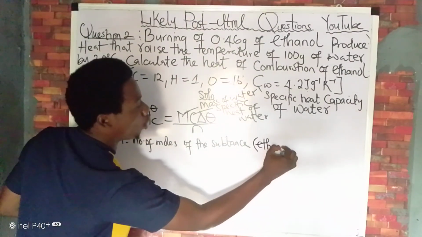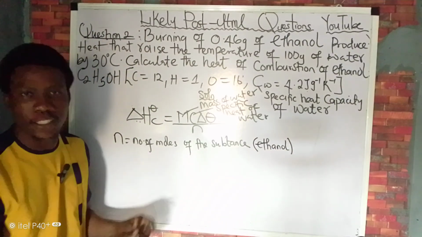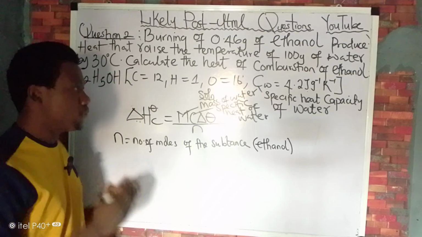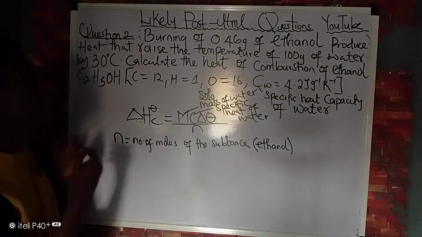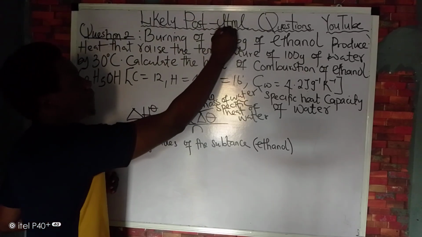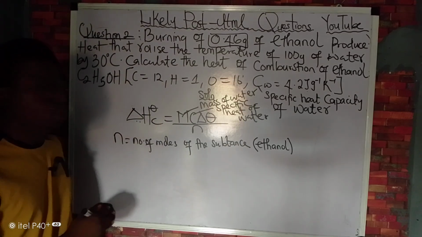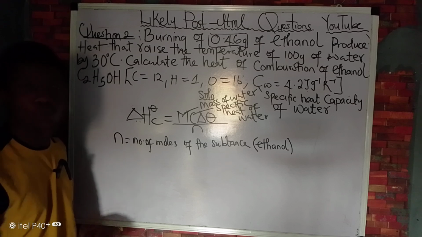So if I say the number of moles of the substance here, as the question implies, is your ethanol. So what do we have to do to calculate the number of moles of ethanol? Don't forget that number of moles is mass over molar mass. So what's the mass of ethanol in the question? Was it given to us? Let us check again. Oh, they gave us the mass of ethanol as 0.46 grams. So we need the molar mass of ethanol in order for us to get the number of moles of ethanol.